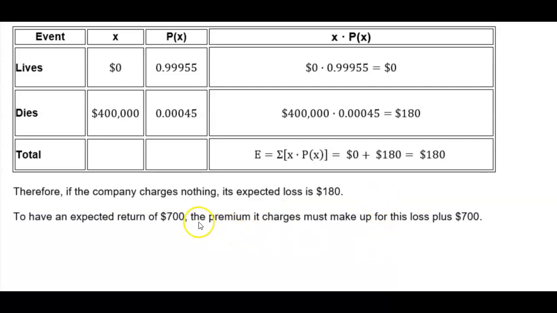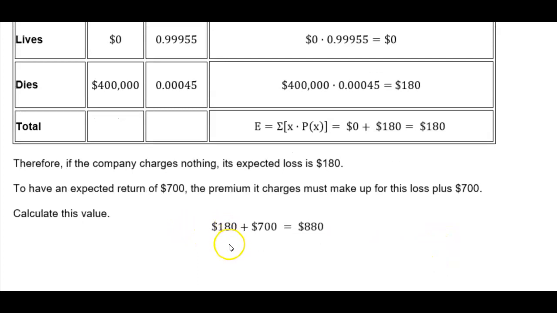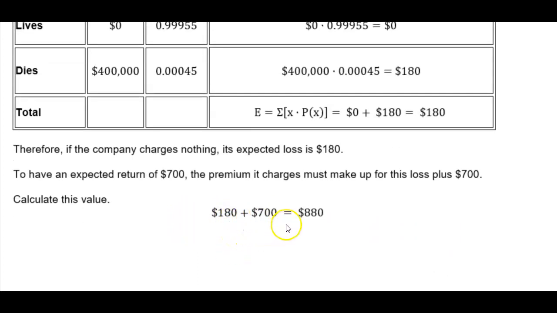Now, to have an expected return of $700, the premium it charges must make up for this loss plus $700. So we're going to calculate this value by taking 180 and adding $700, which gives us $880. Therefore, the company should charge $880.